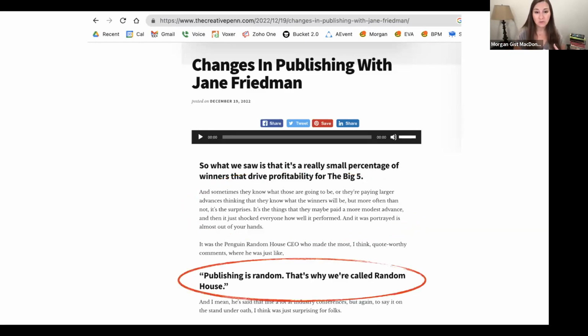In the case, it was portrayed as almost out of your hands. It was the Penguin Random House CEO who made the most quote-worthy comments, where he said, "Publishing is random. That's why we're called Random House." And you could just hear the industry-wide groans because it's true. Right? Exactly. It's called Random House. That was the meaning of the name when they were established, because publishing is random.